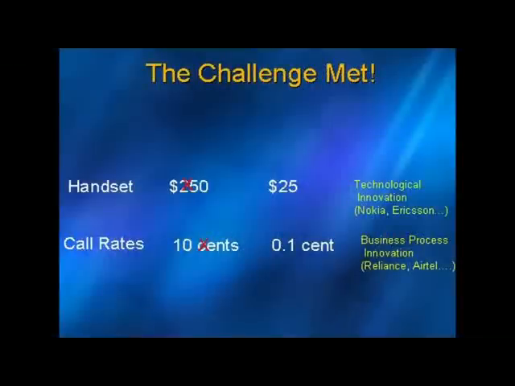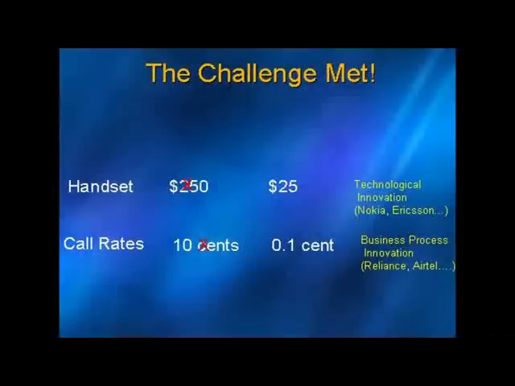Now that magic happened, the challenge was made because a handset which was $250 years ago, we said, no, can we make it in $25? And who did that? It was technological innovation by Nokia, by Ericsson, not India. Okay? But supposing that handset was there for $25 and that woman from the slum had that, but the phone calls were costing 10 cents per minute, what would happen? Because the income levels are $2 a day. $2 is 200 cents. 10 cents per minute is a call. 20-minute call, finished. Day's earning gone. She would not have had that.